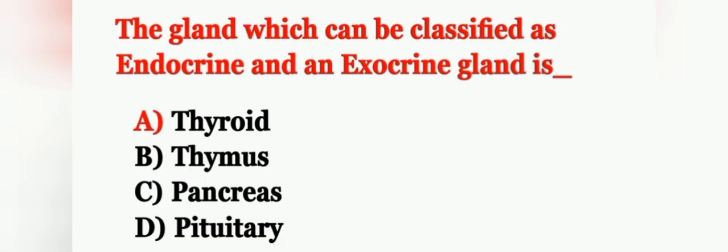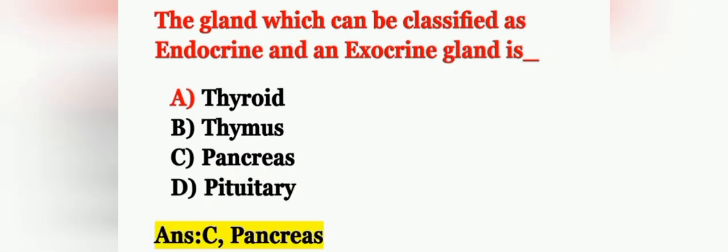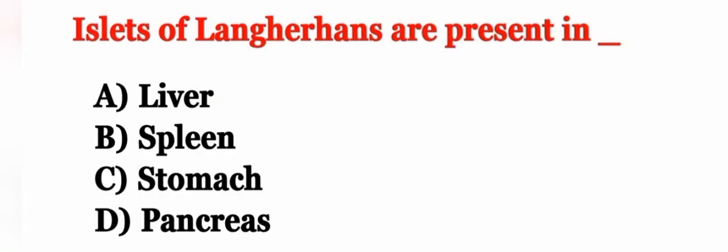And the next question, the gland which can be classified as endocrine and an exocrine gland is: Option A, thyroid gland. Option B, thymus gland. Option C, pancreas. Option D, pituitary gland. Both endocrine and exocrine gland is pancreas. Option C is the correct answer. Move on to the next question.